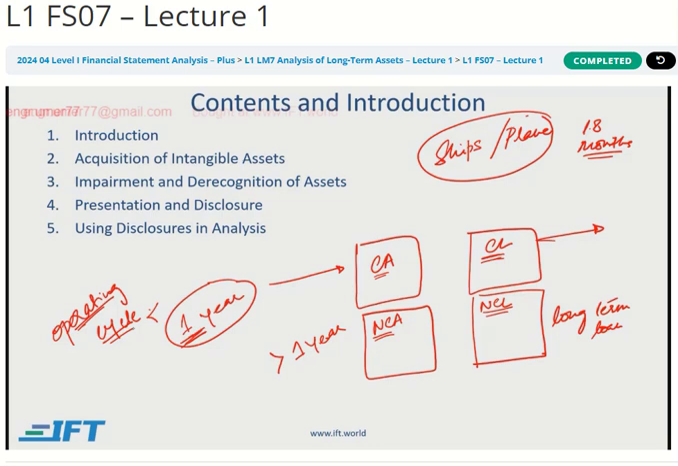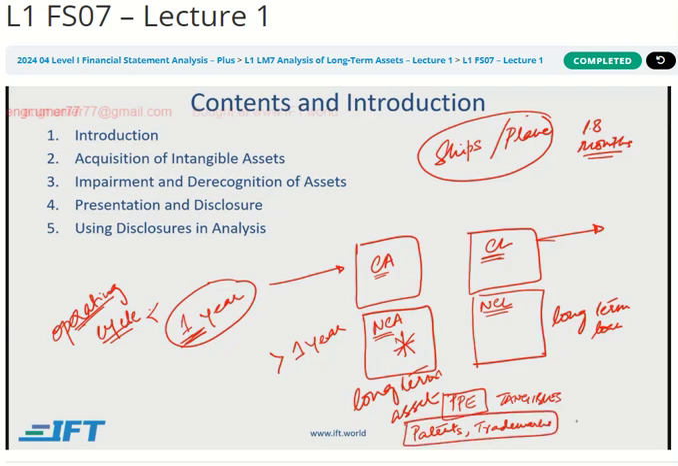Anyways, in this reading, we're going to be focusing on non-current assets, right? Long-term assets or non-current assets. And these long-term assets can be those which you can touch, such as property, plant, and equipment, right? So we will call these tangibles. And they will also include patents, copyrights, trademarks, all types of things which you cannot touch, and that we are going to call intangibles.